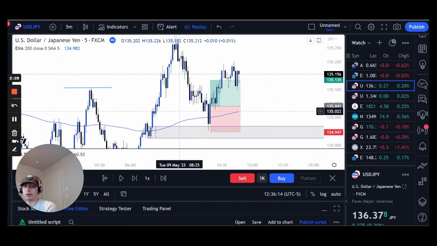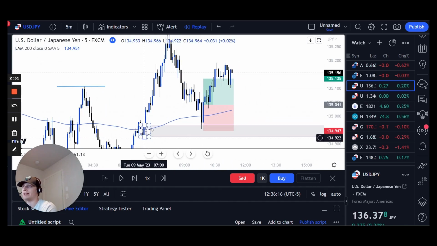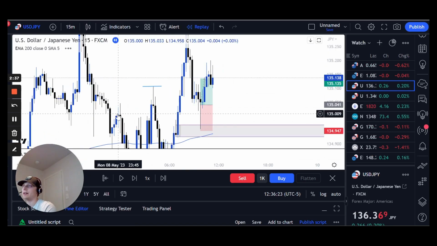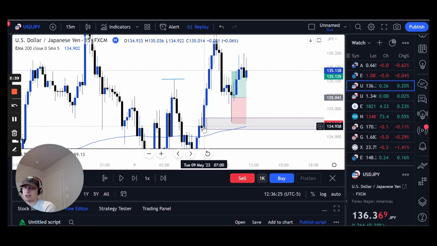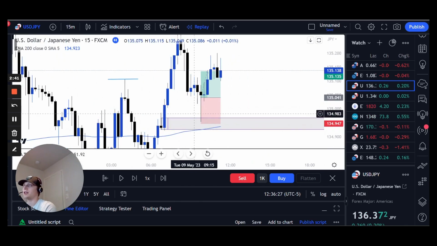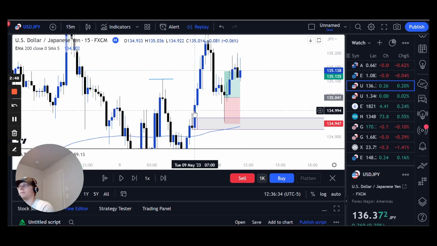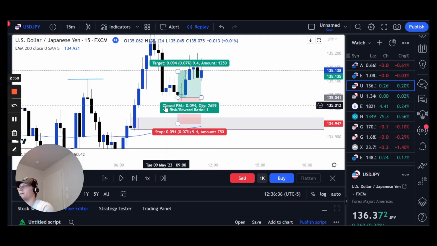A couple things I really like about this trade. One, the demand zone is kind of right at the 200. We're on the 5-minute time frame here. If you move to the 15-minute, it is also a 15-minute demand zone. So if you have the 5-minute and the 15-minute in confluence, your win rate will go way up. I'm telling you guys, it really works out well.